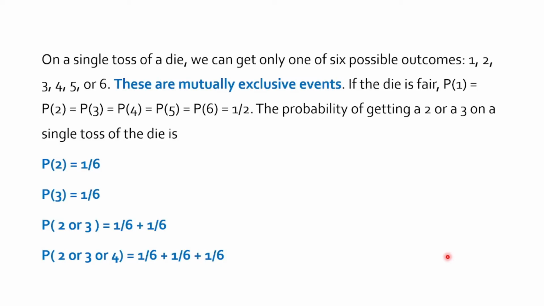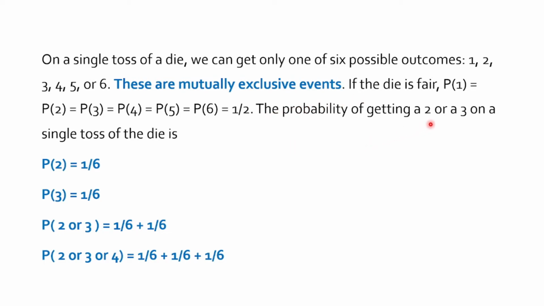On a single toss of a die, we can only get one of the 6 possible outcomes: 1, 2, 3, 4, 5 or 6. These are mutually exclusive events. If the die is fair, P of 1 is equal to P of 2, P of 3, P of 4, P of 5, P of 6, each equal to 1 by 6.